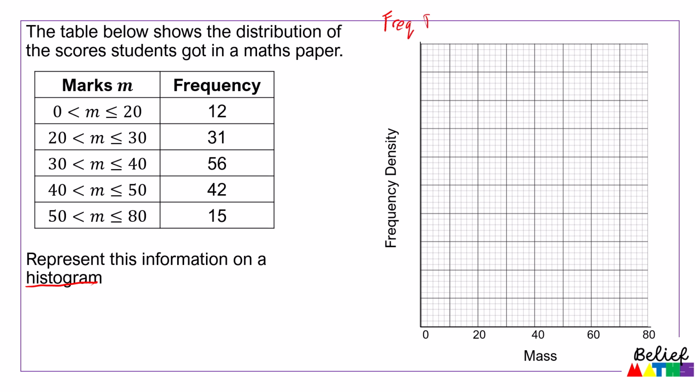Now, our frequency density is calculated by doing frequency divided by our class width. Now, what's our class width?